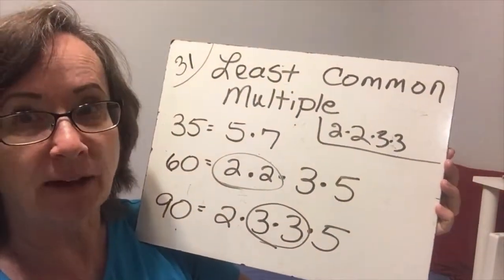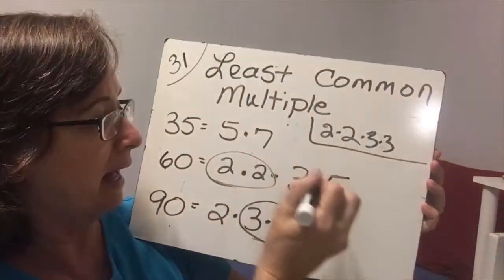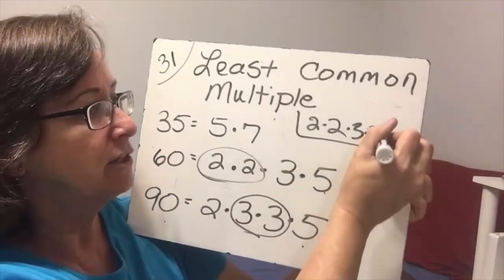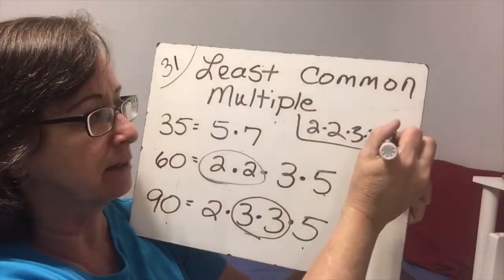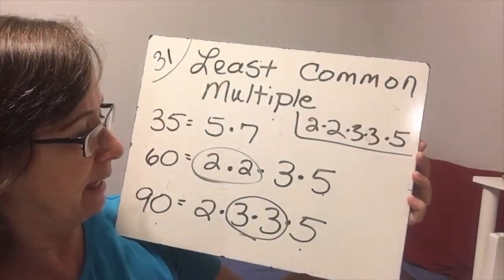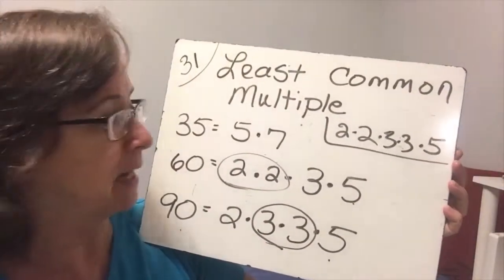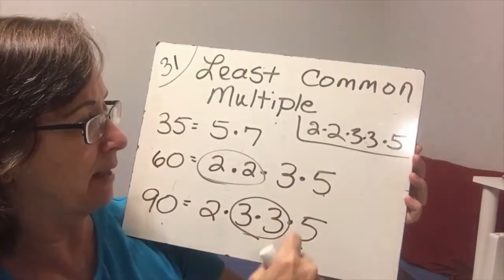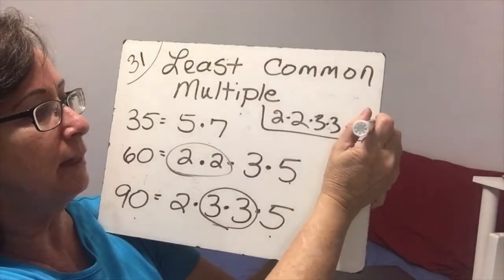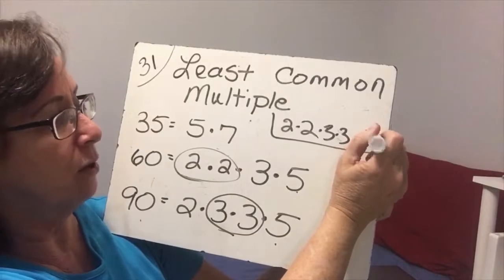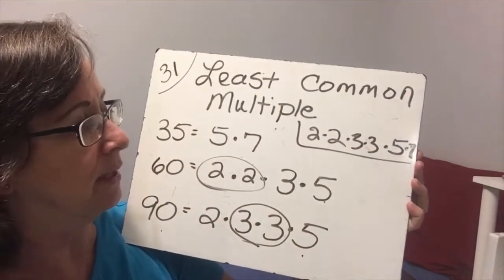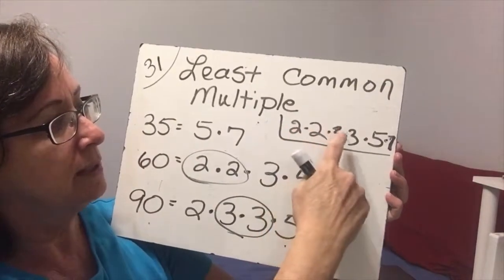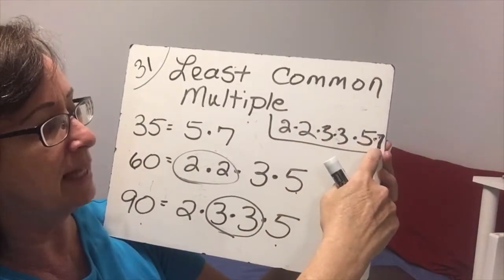So next we go to 5s. And we have 1 5, 1 5, 1 5. No number has more than 1 5, so 1 5 is sufficient. Then we jump, not 6 because 6 is not prime, to 7, and we have 1 7 and no more 7s. So 1 7 will do it. And we have no other numbers higher than 7. So our least common multiple will be 2 times 2 times 3 times 3 times 5 times 7.